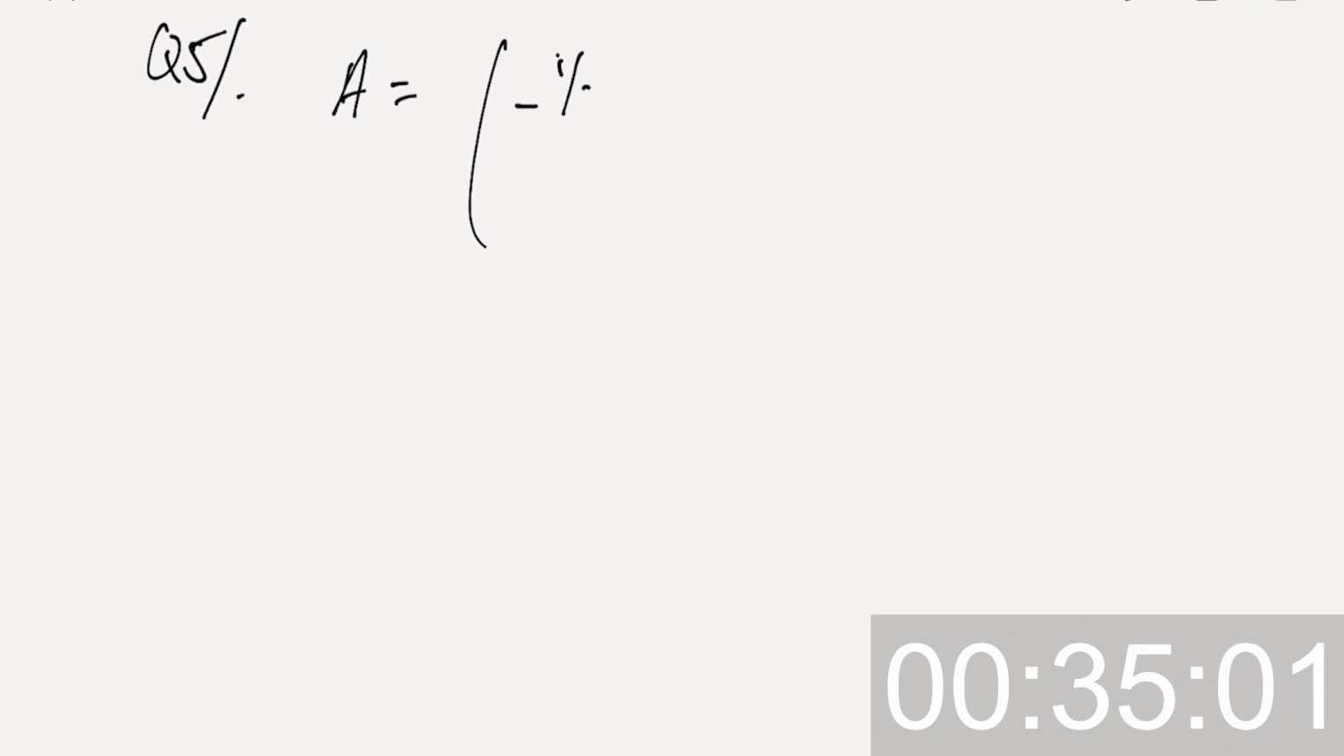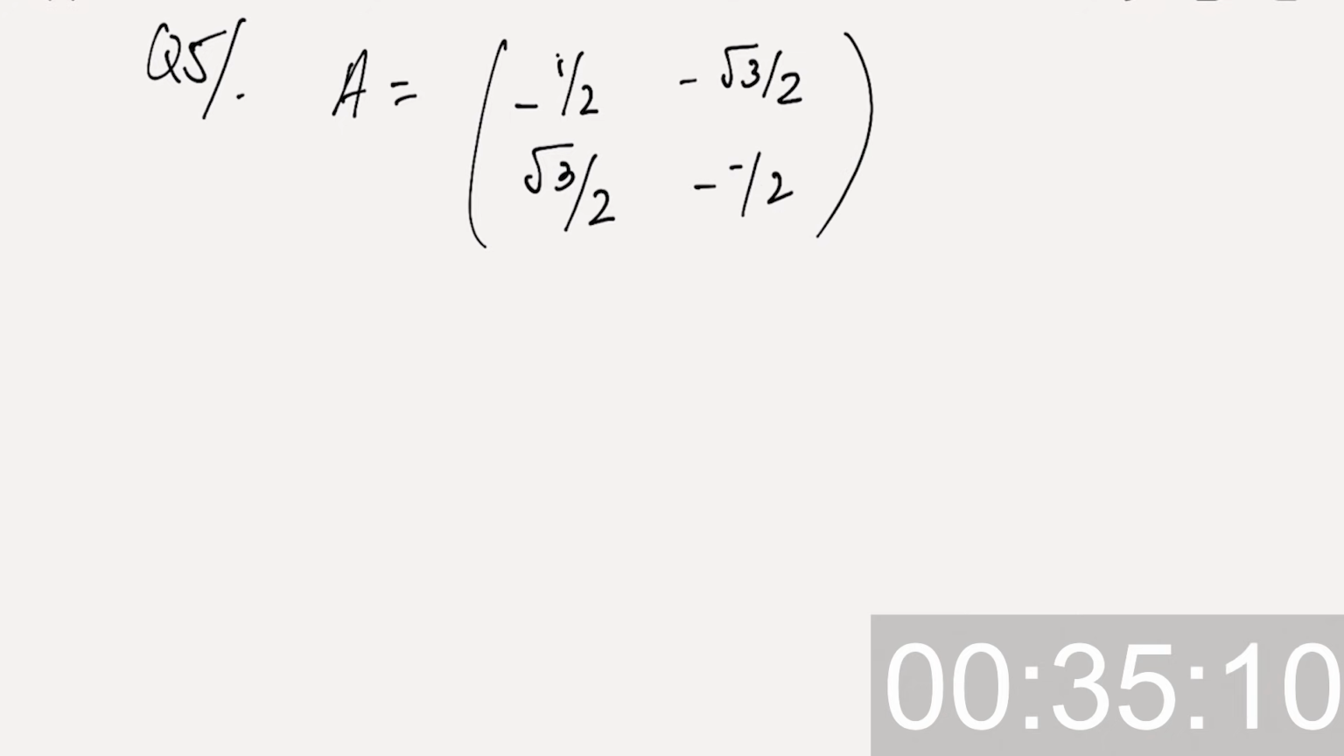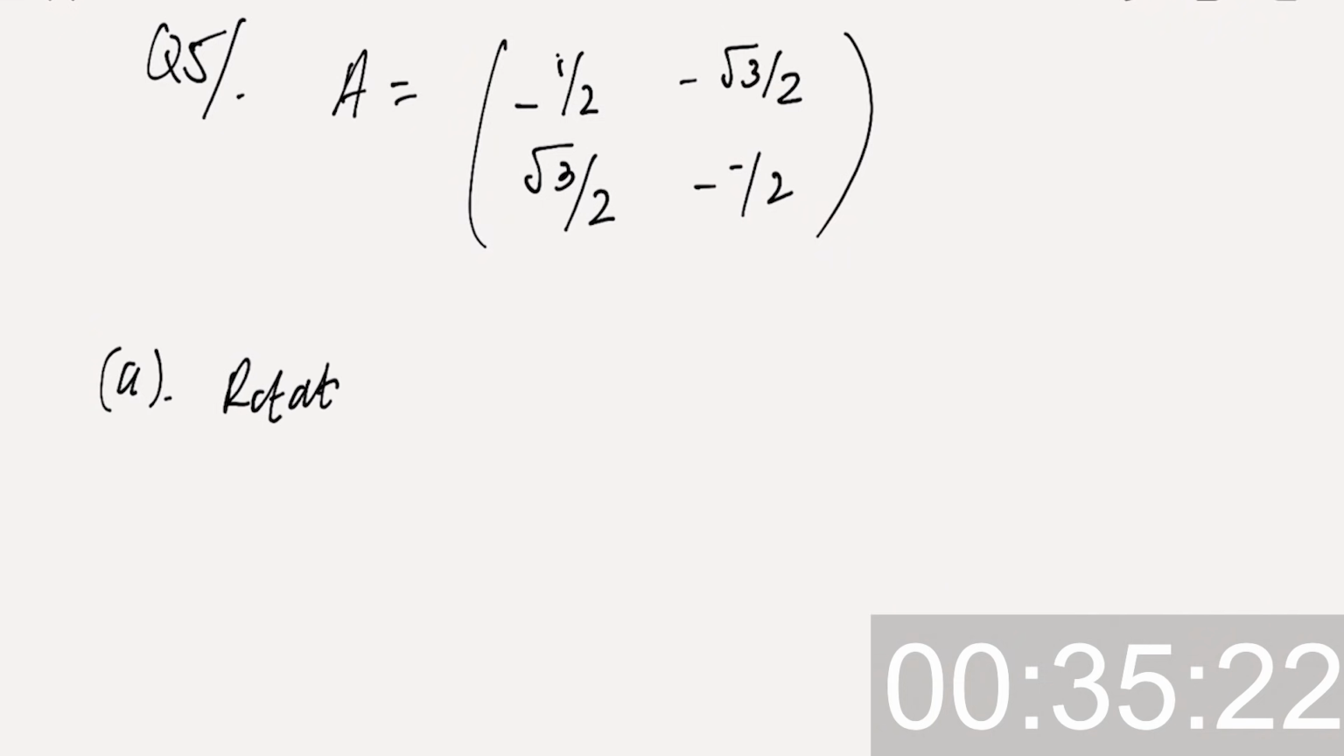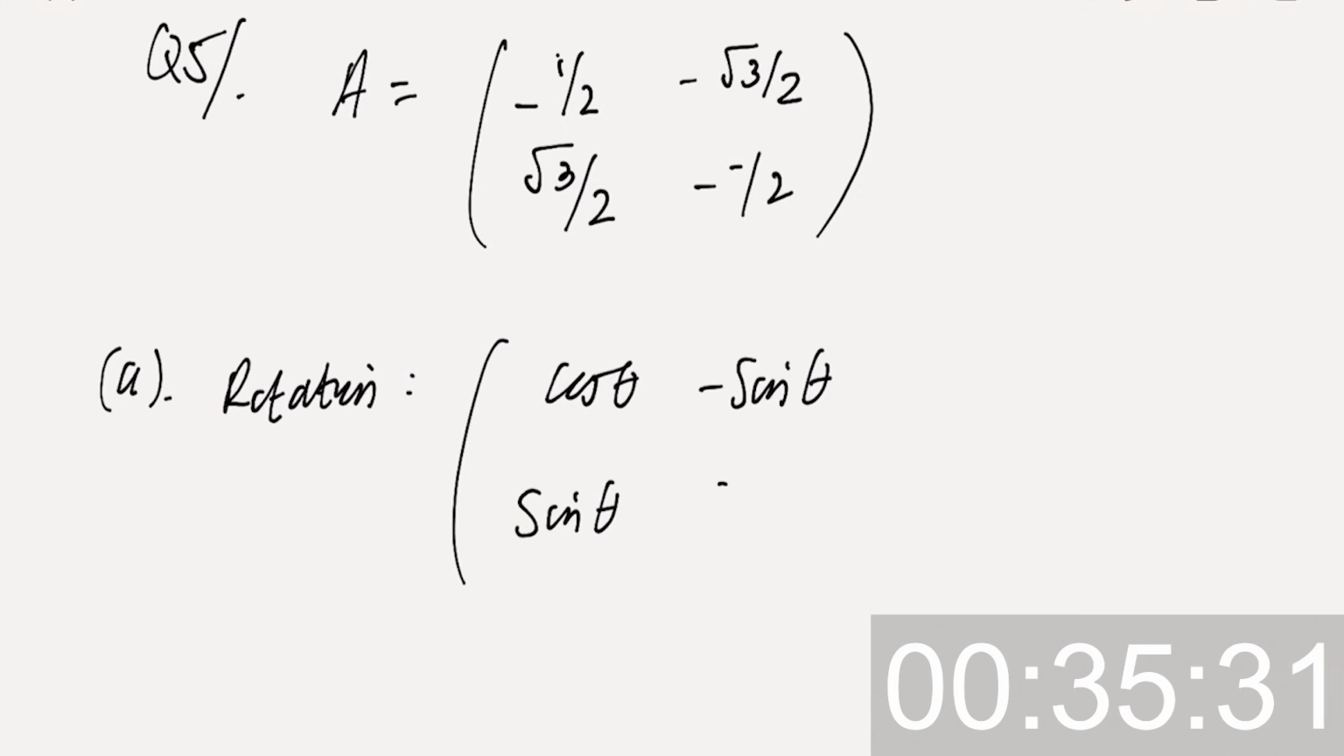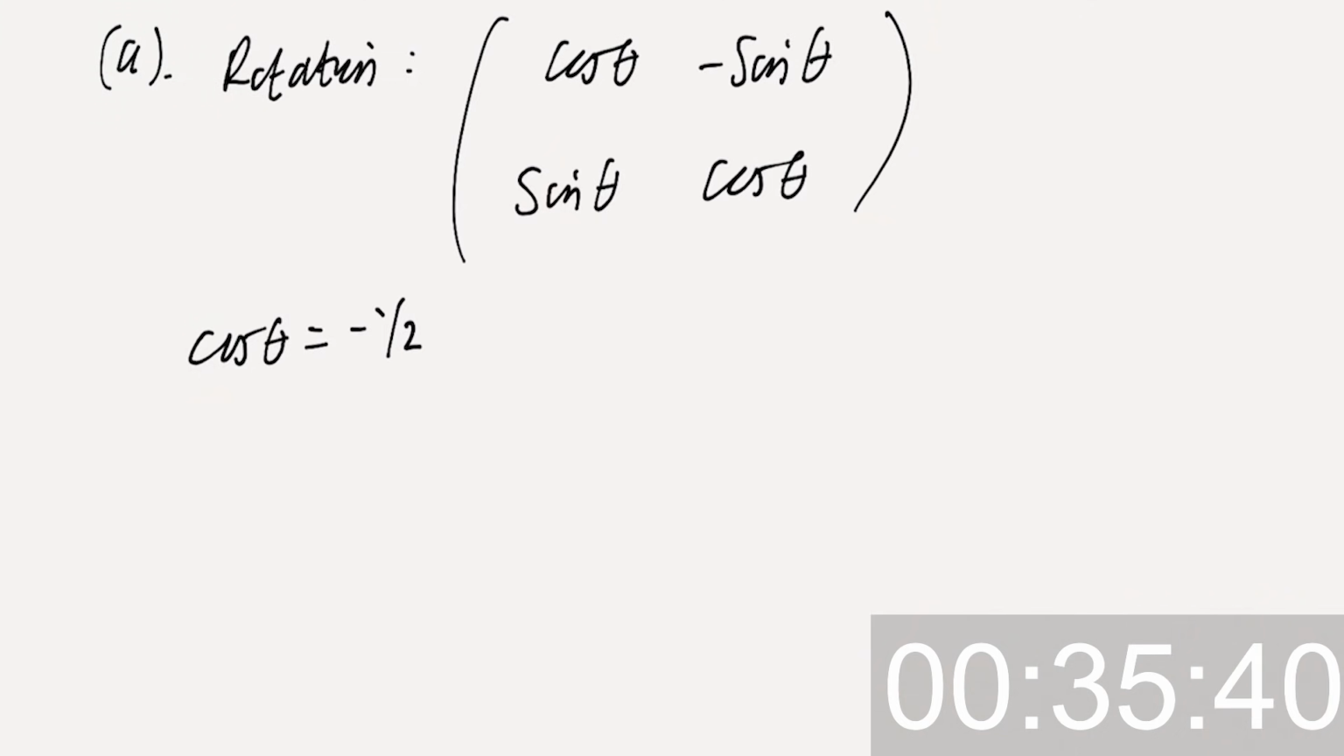So we've got this matrix, minus root 3 over 2, root 3 over 2, and then minus a half. And it says, describe fully the single geometrical transformation represented by this matrix. Right, so I think it's a rotation matrix, but let's just check. So I know that a rotation matrix has the form cos theta, minus sine theta, cos theta. So what that's saying here then is I want cos theta to be minus a half, and I want sine theta to be root 3 over 2.